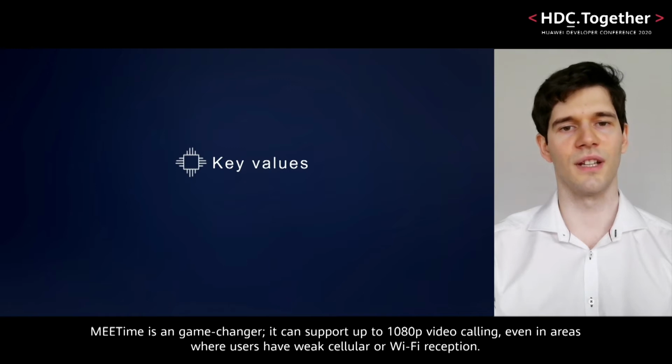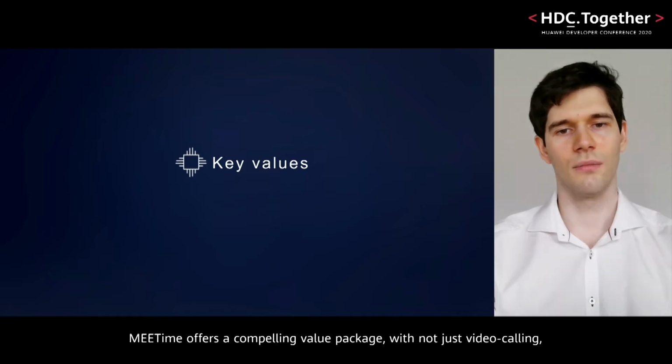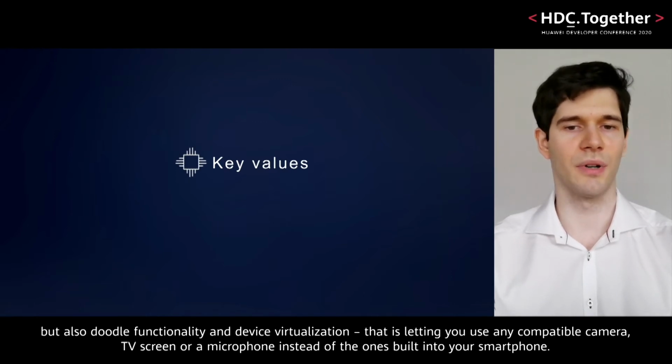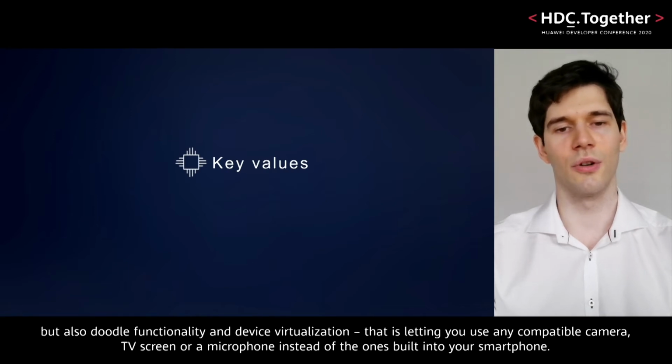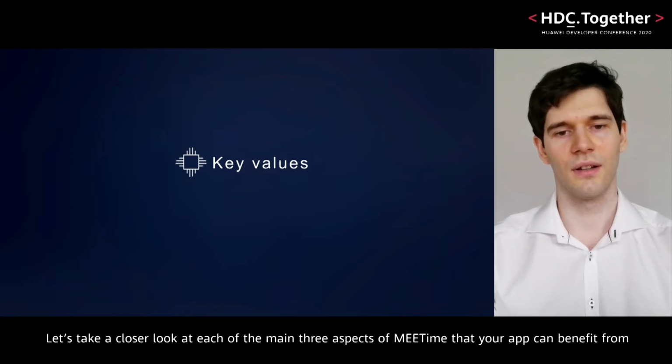It can support up to 1080p video calling, even in areas where users have weak cellular or Wi-Fi reception. That is thanks to powerful optimization bundled with the feature. MeTime offers a compelling value package, with not just video calling, but also doodle functionality and device virtualization, that is letting you use any compatible camera, TV screen, or microphone instead of the ones built into your smartphone. All just as if they were parts of the device. Let's take a closer look at each of the main three aspects of MeTime that your app can benefit from.